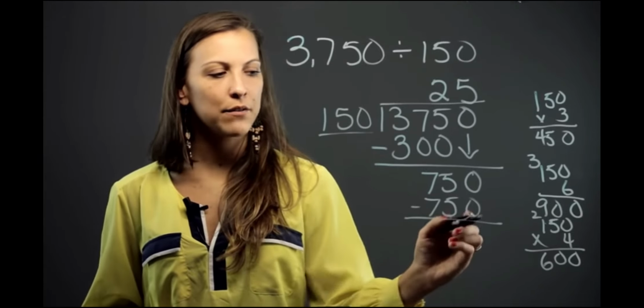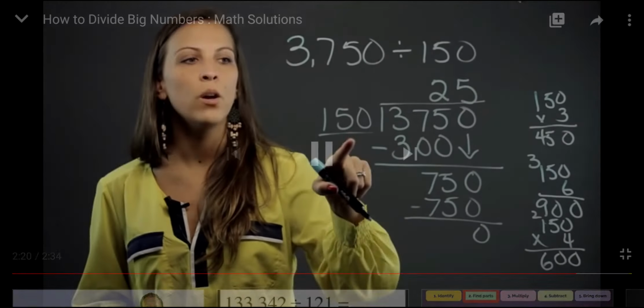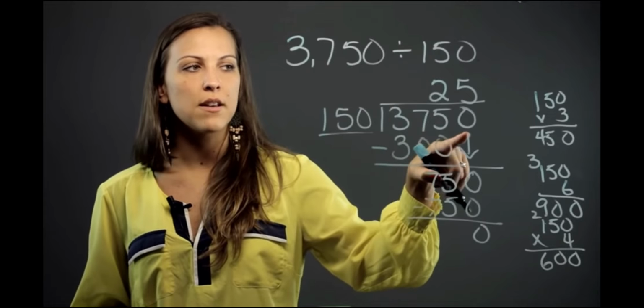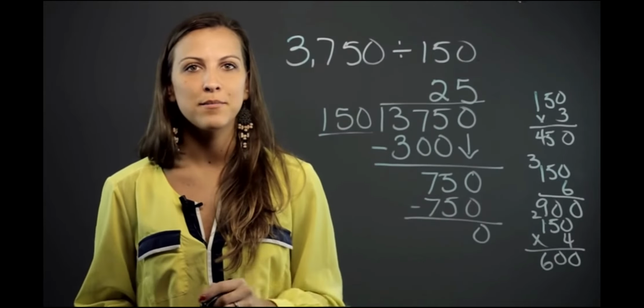And 750 minus 750 is 0, so there's no remainder. 150 goes into 3,750 25 times.